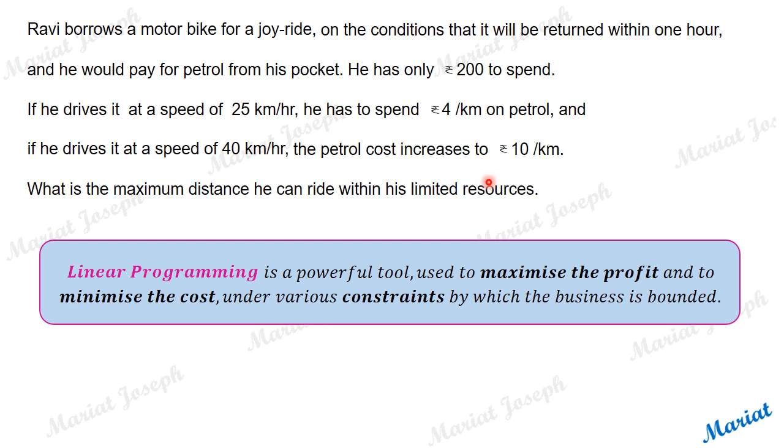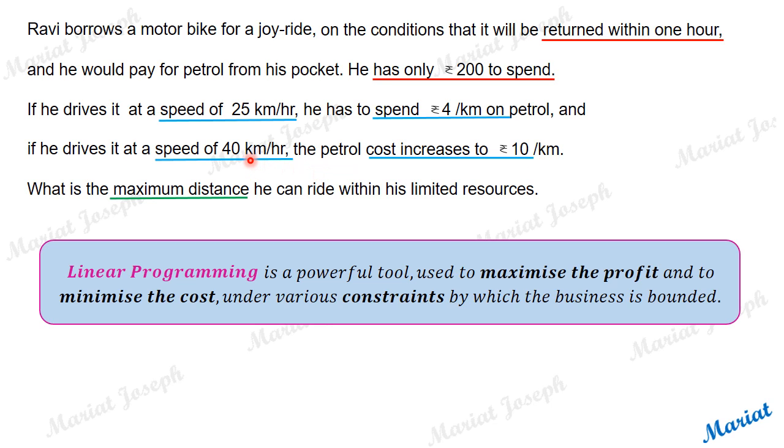As we can see, Ravi is here with two constraints. One is a time constraint, one is a money constraint. Still, he wishes to maximize the distance that he can cover. Also, he is there with certain data. If he chooses the speed 25 km per hour, his expenditure will be 4 rupees per kilometer, and if he chooses the speed 40 km per hour, the cost will be 10 rupees per kilometer.